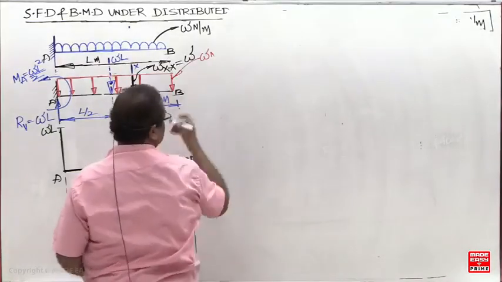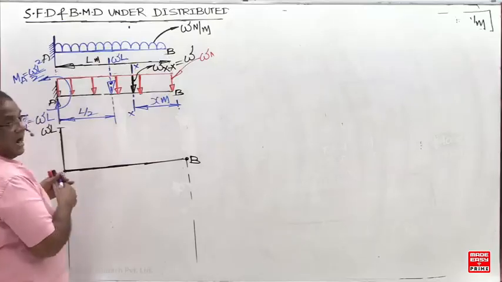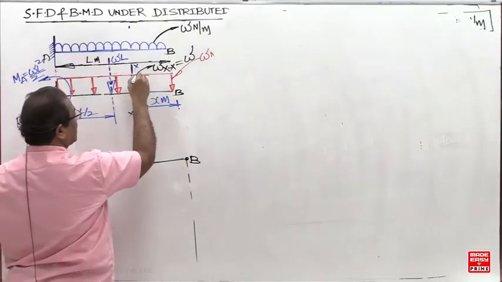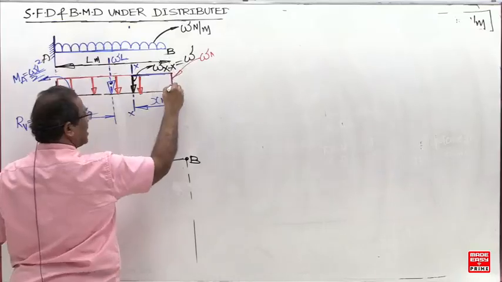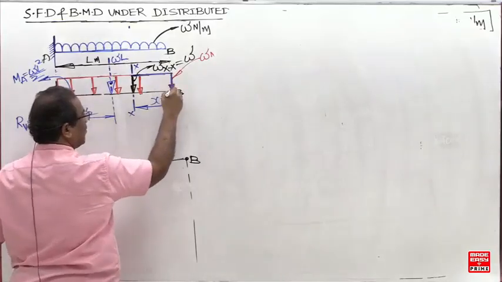So I'm considering the right hand side. Then what do you do? Highlight the shape of this diagram now.